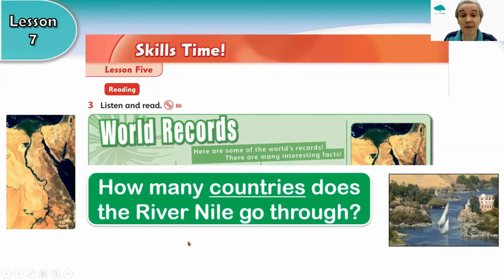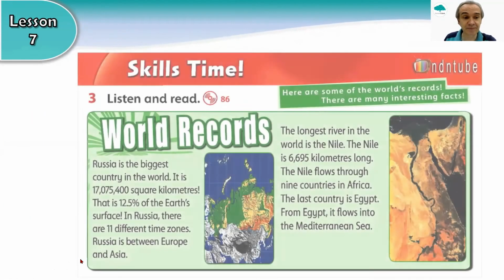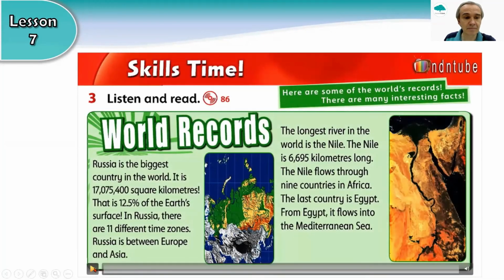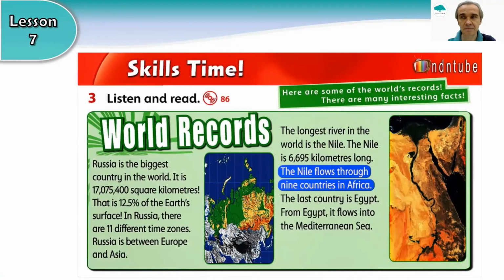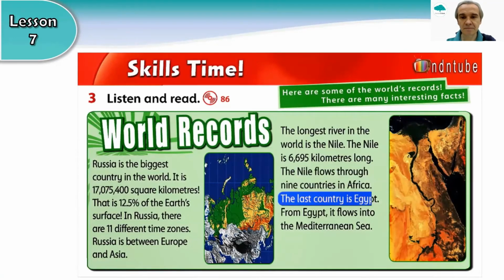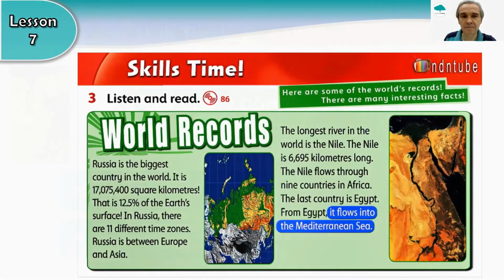All right, now let's have a look at another question. This question, how many countries does the River Nile go through? How many countries? Let's listen and read. The longest river in the world is the Nile. The Nile is 6,650 kilometers long. The Nile flows through 9 countries in Africa. The last country is Egypt. From Egypt, it flows into the Mediterranean Sea.